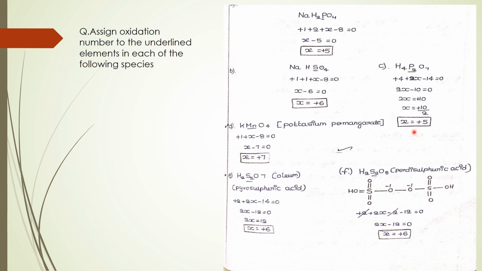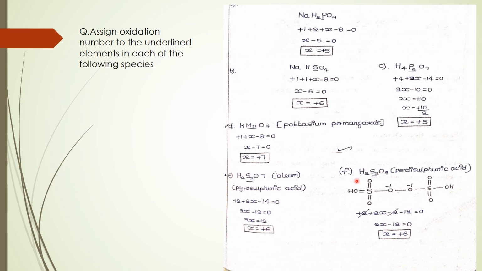And potassium permanganate, here we want to find the oxidation number of manganese, Mn. Potassium belongs to first A group, so oxidation number is +1, and manganese x, and 4 oxygens -8 equal to 0, x equal to +7. And oleum, pyrosulfuric acid, here 2 hydrogens +2, 2 sulfurs +2x, and 7 oxygens -14 equal to 0, 2x minus 12 equal to 0, 2x equal to 12 and x is equal to +6.